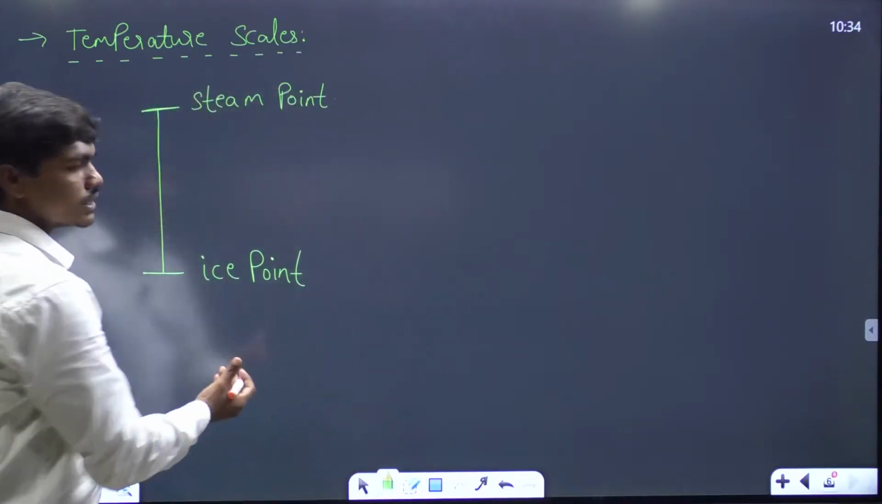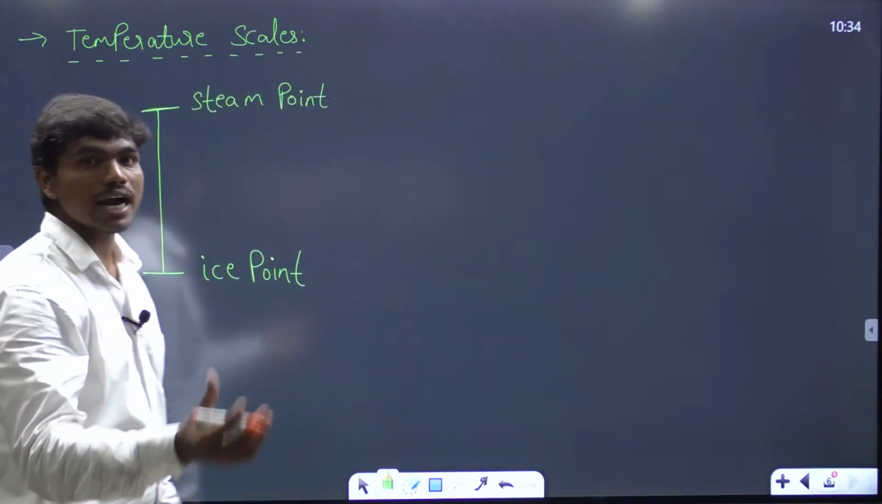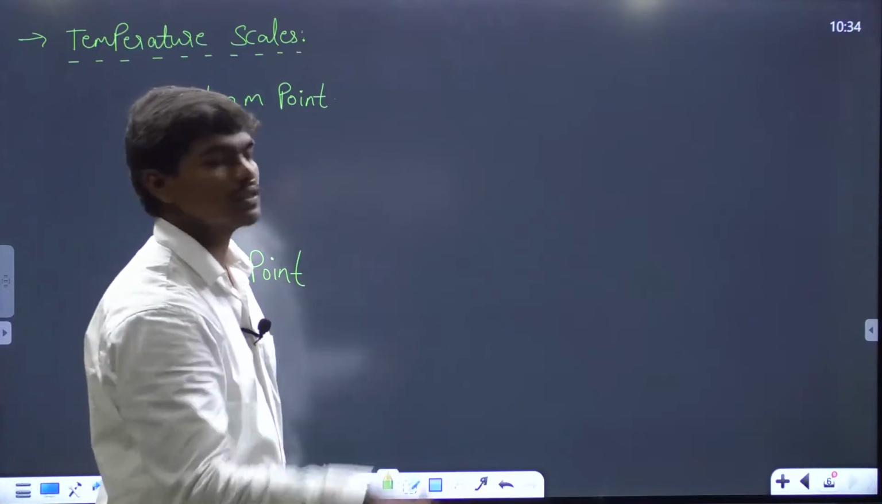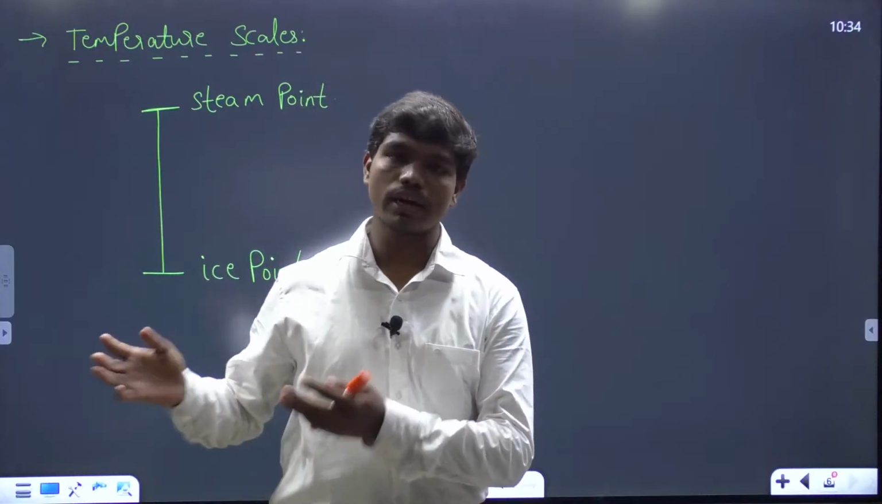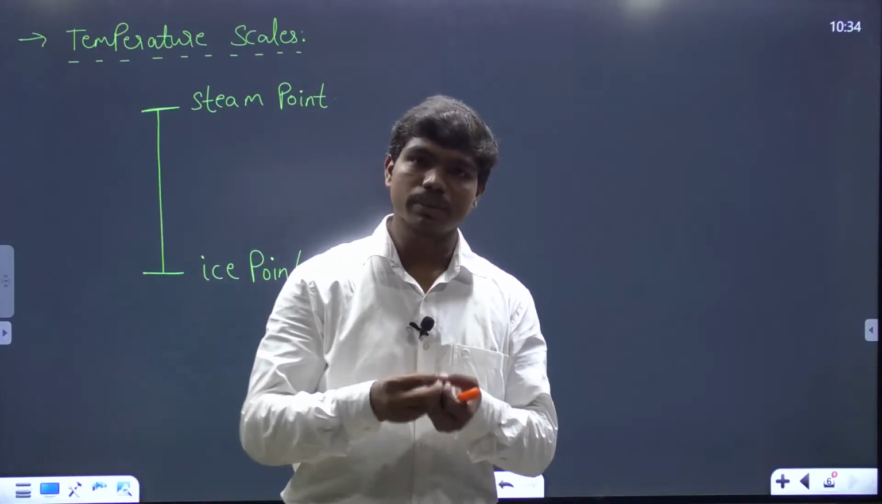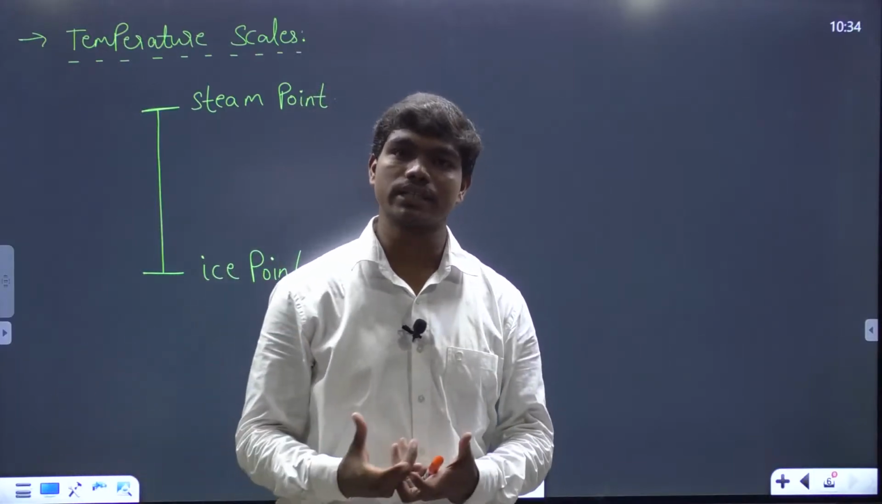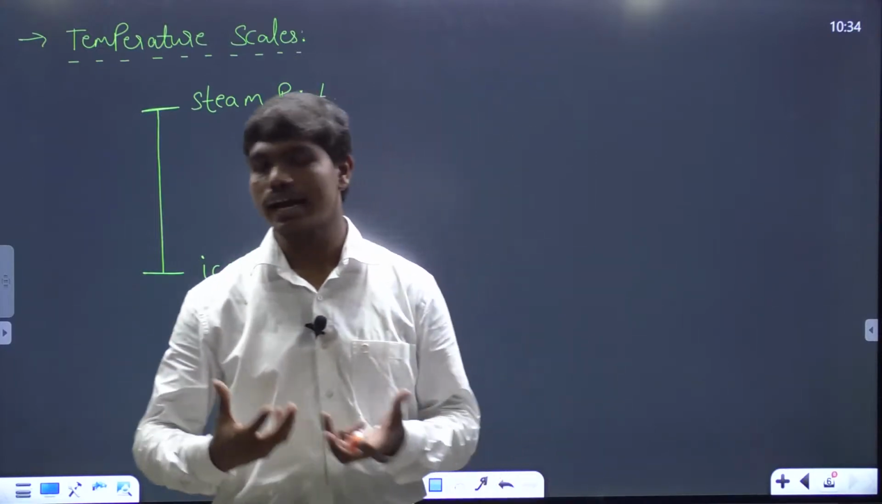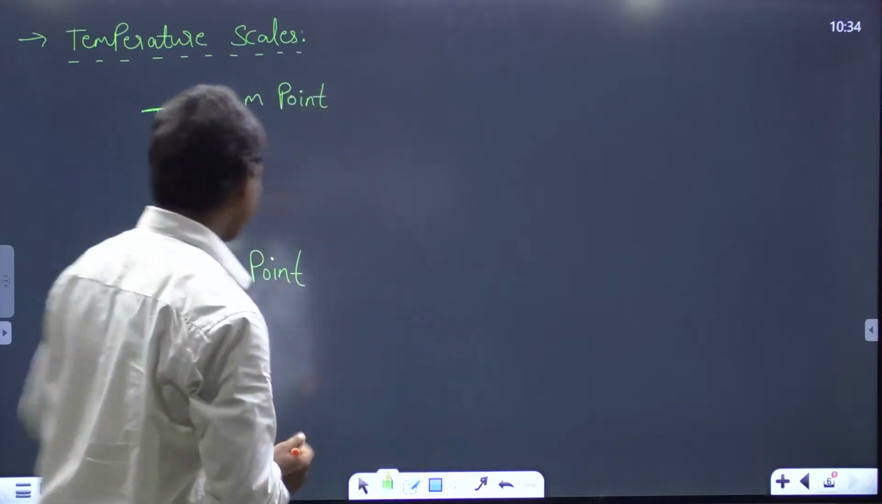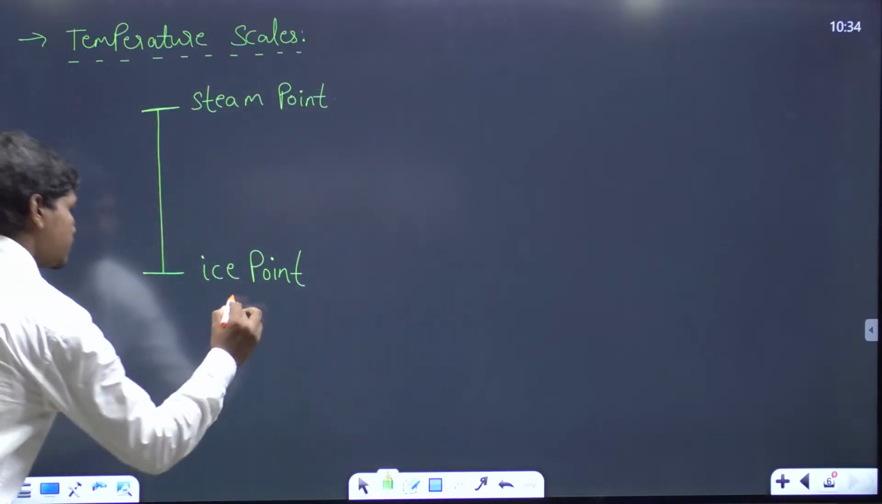Correct? So the lower limit is taken as the ice point, where ice and water coexist together at atmospheric pressure. Correct? So normally at atmospheric pressure, 1 atm, ice starts melting at 0 degrees centigrade. Correct? So when ice starts melting, there is a combination of water with ice at atmospheric pressure. The value is 0 degrees centigrade.